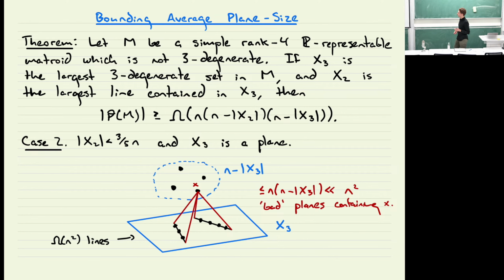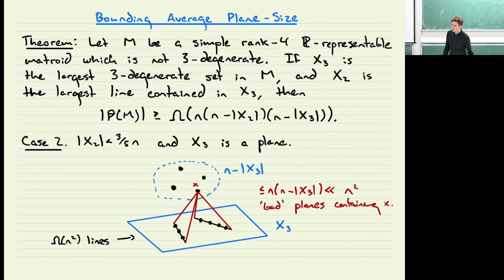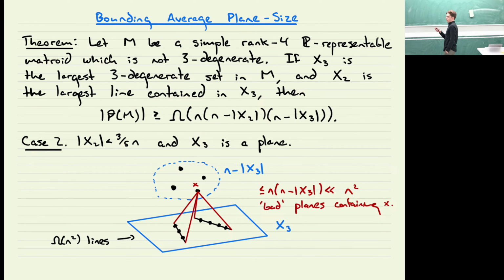And then we have some fixed fraction of n squared over there, which means that we obtain quadratically many good planes. How do you figure out that the size of x3 is linear? Yes, that was by Dodo's theorem, the higher dimensional version of Beck's theorem. All right, so that takes care of that case.